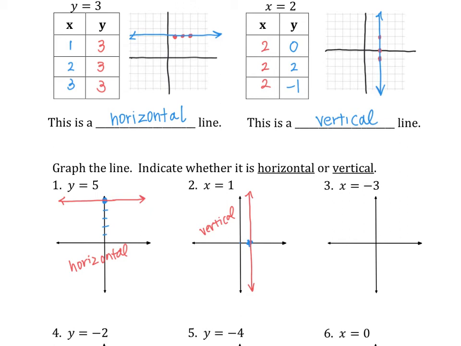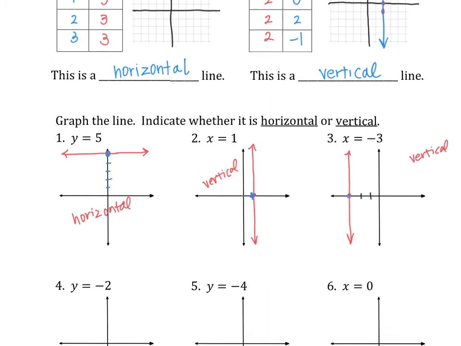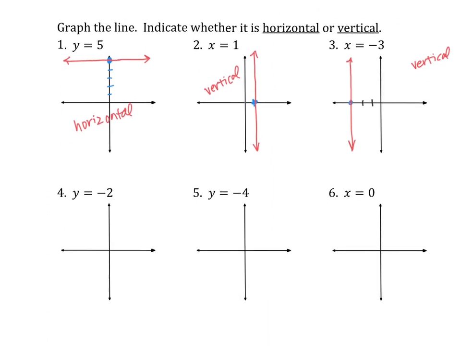Now the third one says x equals -3. So I already know it's going to be vertical because it started with x equals. It's going to hit at -3. So at x equals -3, the vertical line has to go through x equals -3. So it's going to go something like this. And that's a nice line. Let's practice a few more, because once you get the hang of this and you need to graph it, you're going to realize it's super fast, super easy.